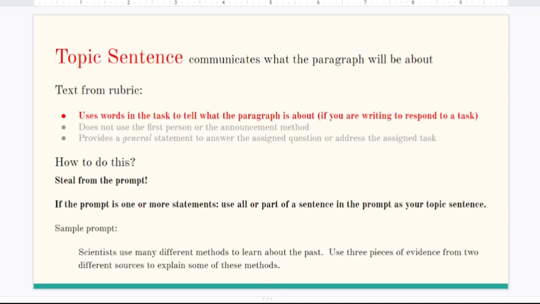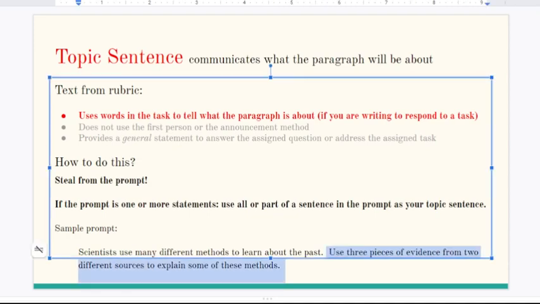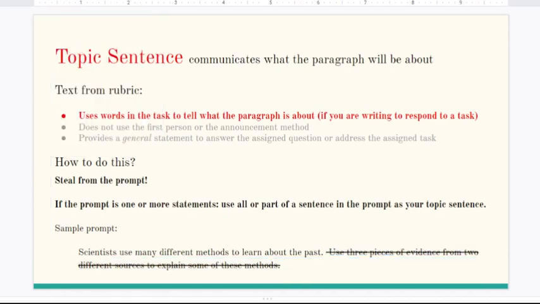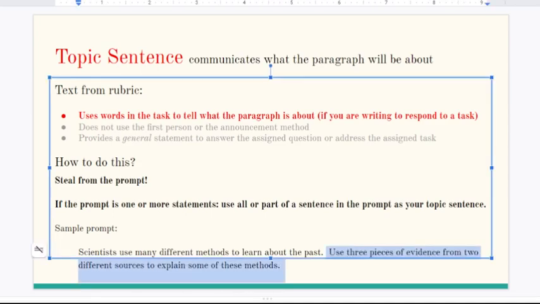So if this was the prompt that I was given, I would just use that first sentence as the topic sentence in my paragraph. And so the topic sentence would be, scientists use many different methods to learn about the past. And then I would look at my evidence, I would look at my sources, I would pick some of the different methods from the sources, and I would explain them in the paragraph. So that is how you steal from the prompt when the prompt is one or more statements.